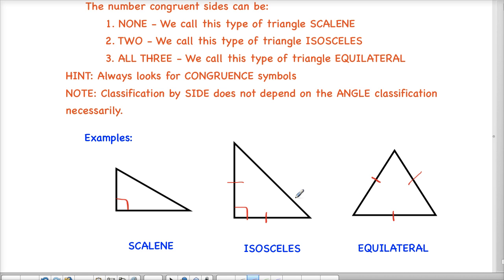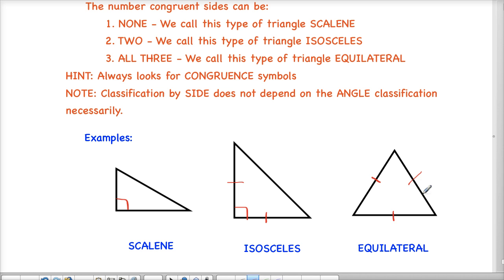And so when we're looking at triangles, we classify them both, right? So this would be a scalene right triangle. This would be an isosceles right triangle. This would be an equilateral acute triangle, right? Because I don't see any angles here that are greater than 90.